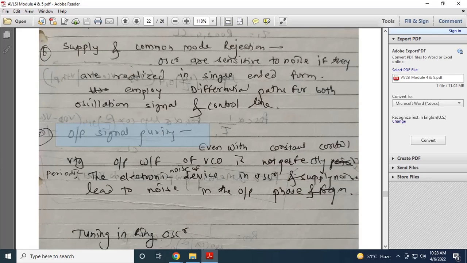Next parameter is output signal purity. Even with a constant control voltage, the output waveform of the VCO is not perfectly periodic. We are using transistors, and transistors have thermal noise and flicker noise. Due to this, if you apply a constant control voltage, the output waveform is not perfectly periodic. Also, the supply noise leads to noise in the output phase and frequency of the output signal.